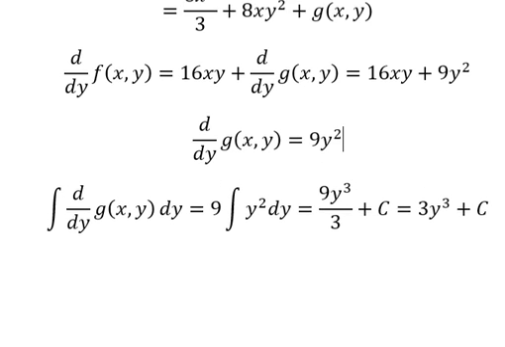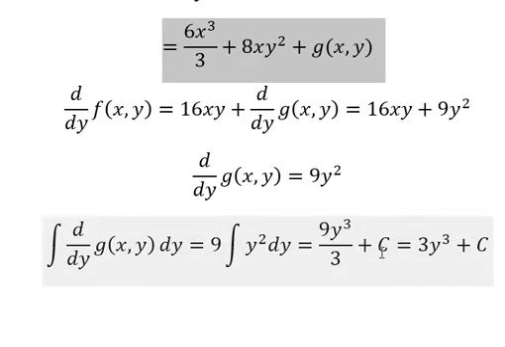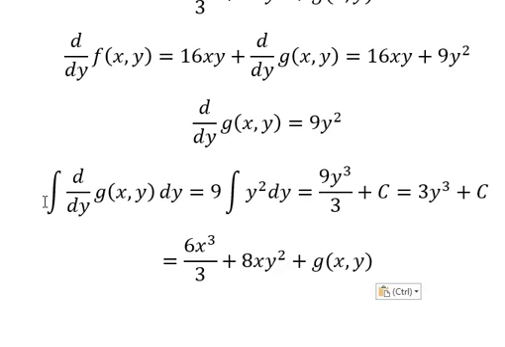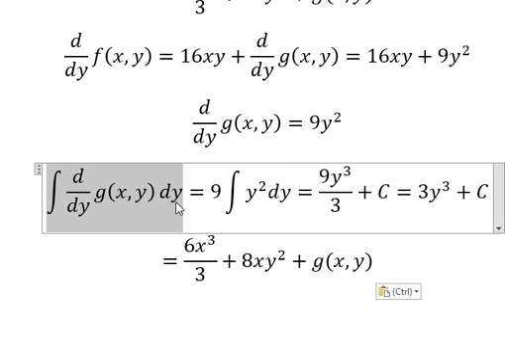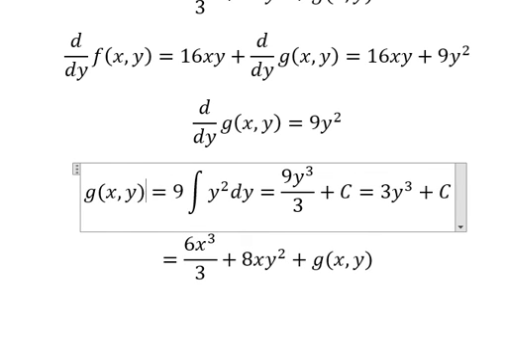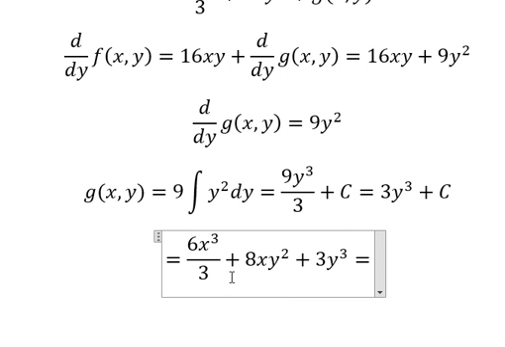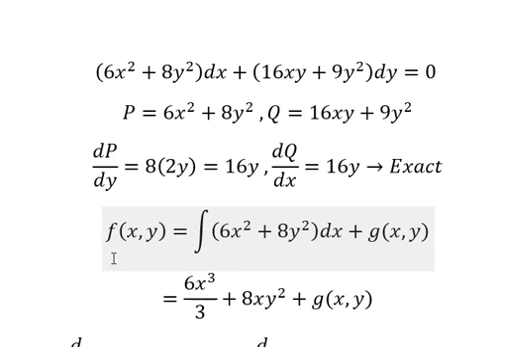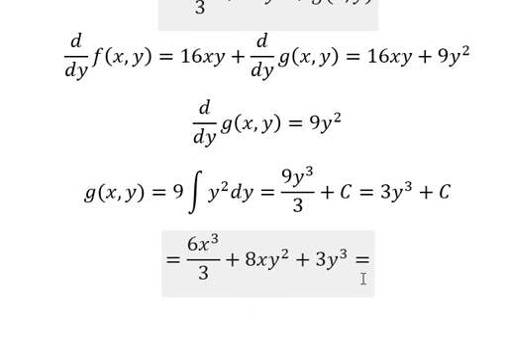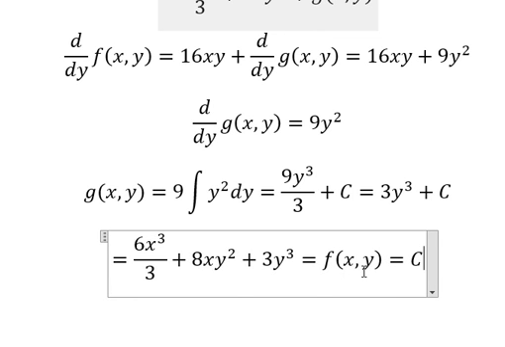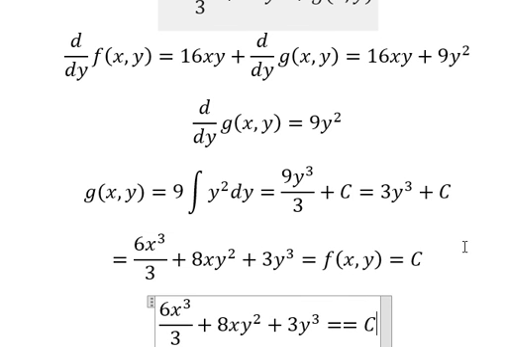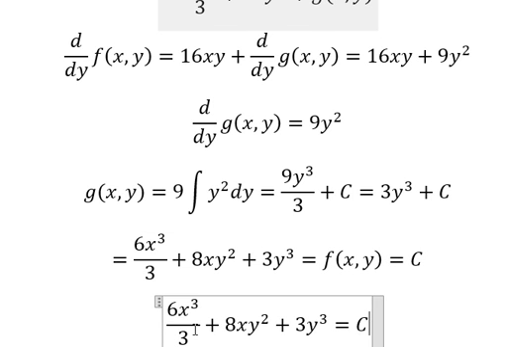Now we go back in here. The integration of this one, we have 3sy. So this one equals to this one. And now we have this one equals to f(s,y). f(s,y) equals to c. And now we can simplify like this. Number 6 divided by 3, we have number 2.